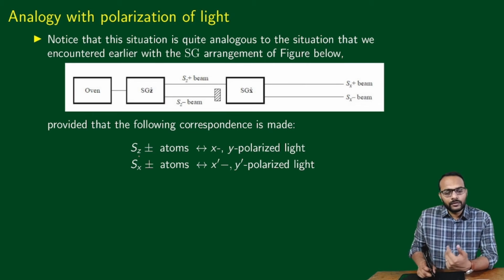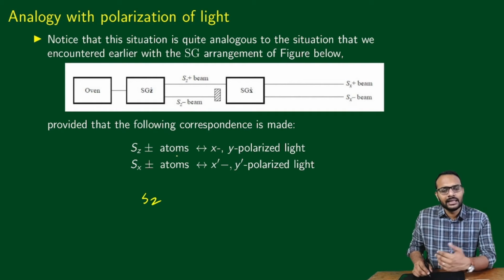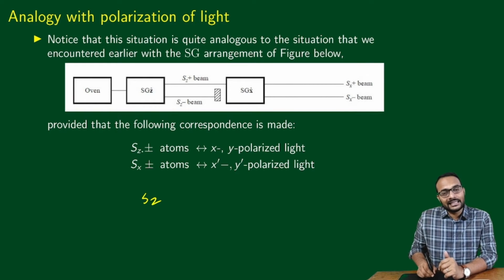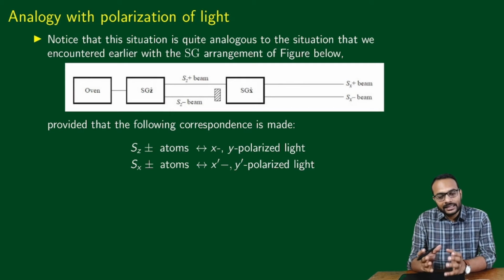So for this reason, maybe we can make a correspondence. It seems that the Sz atoms behave like X polarized light in some manner. At least in the words that we have used to describe these two situations, we can say that the Sz plus atoms are like X polarized light, the Sz minus atoms are like Y polarized light, and the Sx plus and minus atoms are analogous to the X prime and Y prime polarized light. When I say analogous, it seems that the kind of mathematics that we use to describe polarization might be useful when we describe spins.